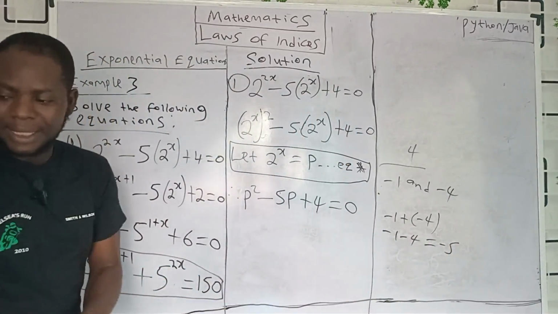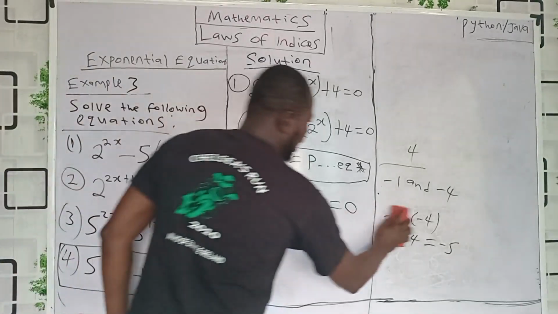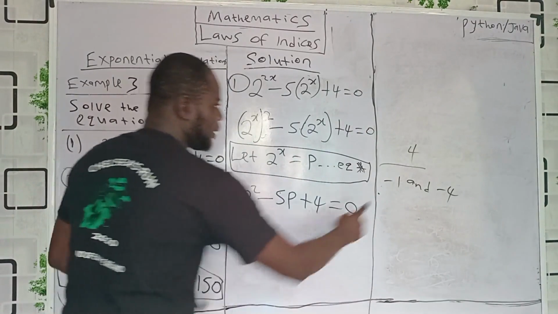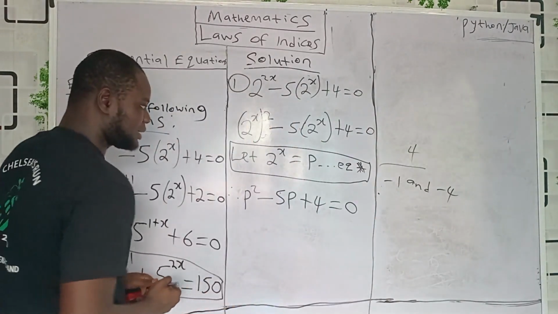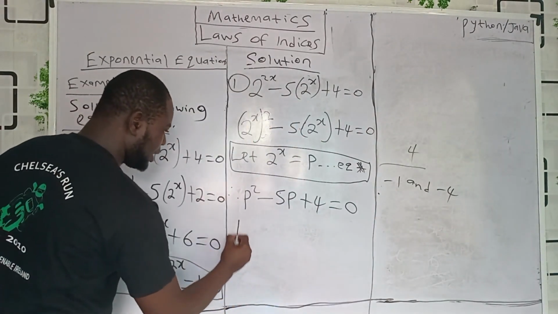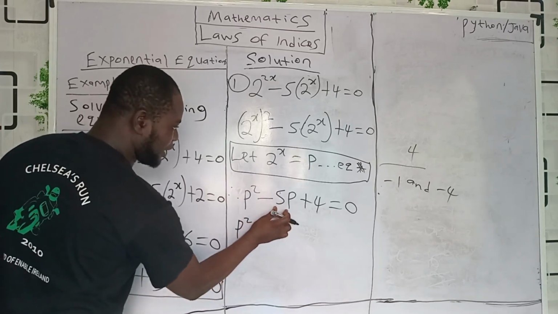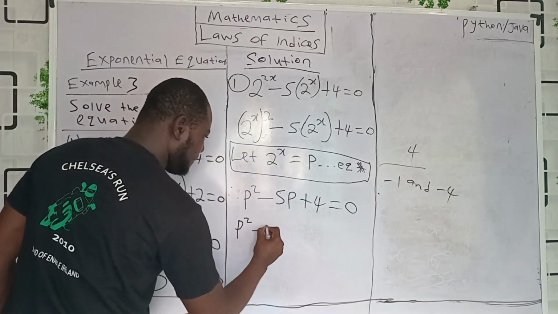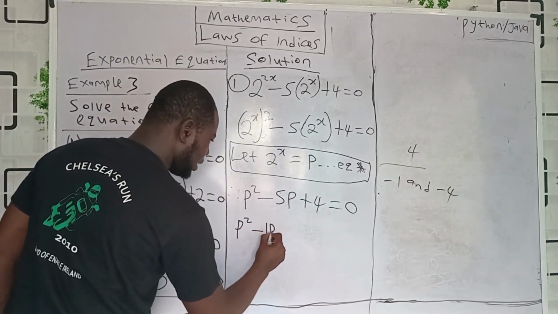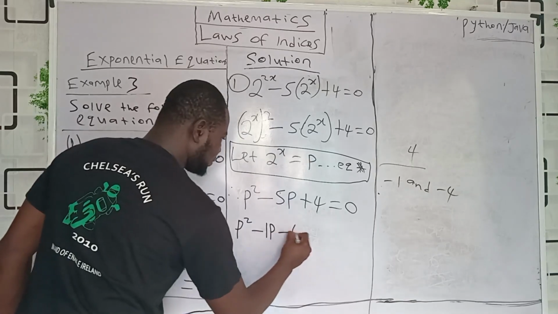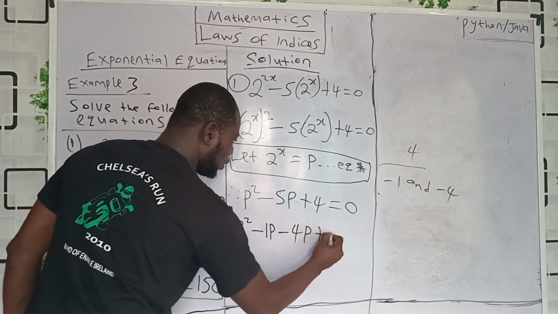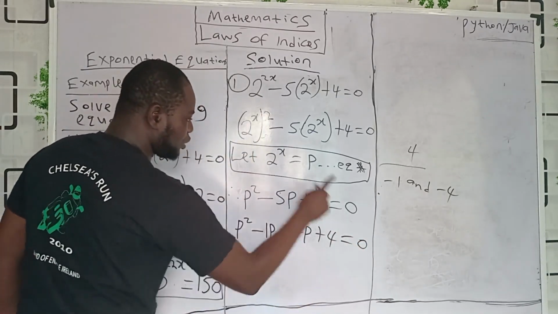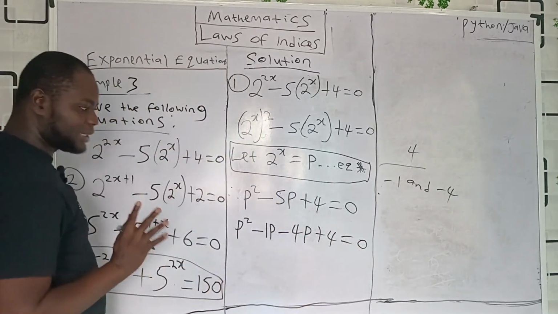Beautiful. That means in this case, the values that we want to use are minus 1 and minus 4. Those are the ones that satisfy those conditions. I will now say p squared, and I will split this minus 5p into minus 1p minus 4p plus 4 equals 0, because minus 1p minus 4p will give us minus 5p. So we have not changed anything, okay?